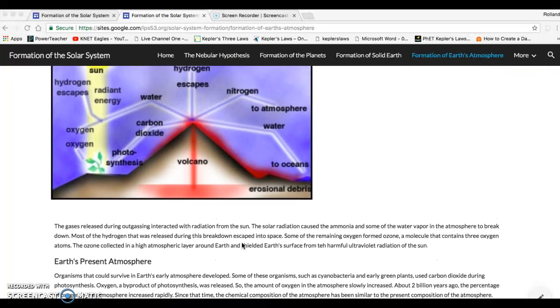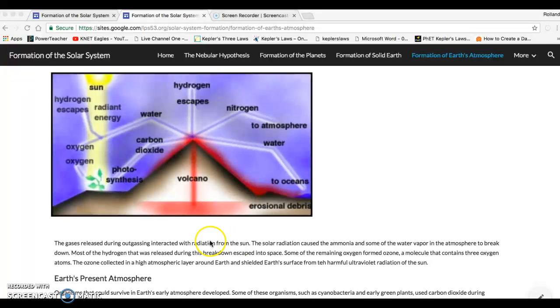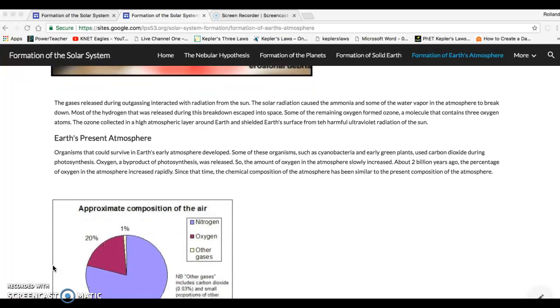The gases released during outgassing interacted with radiation from the sun. The solar radiation caused the ammonia and some of the water vapor in the atmosphere to break down. Most of the hydrogen that was released during this breakdown escaped into space. Some of the remaining oxygen formed ozone, a molecule that contains 3 oxygen atoms. The ozone collected in a high atmospheric layer around Earth and shielded Earth's surface from the harmful ultraviolet radiation of the sun.